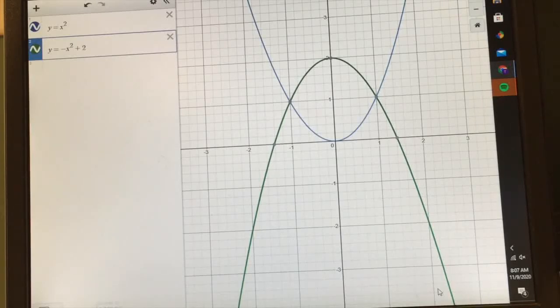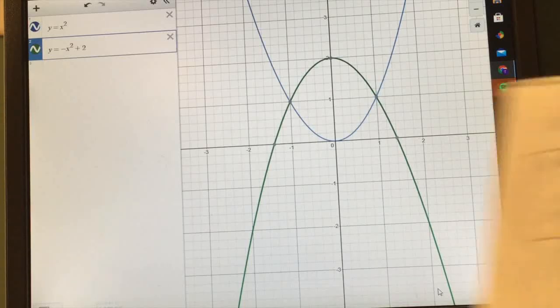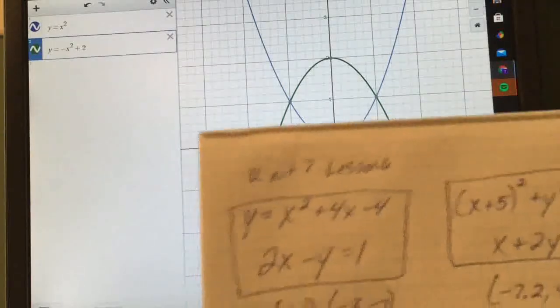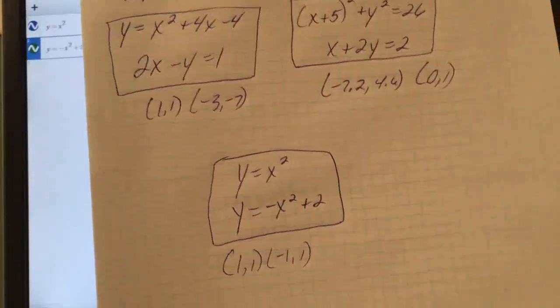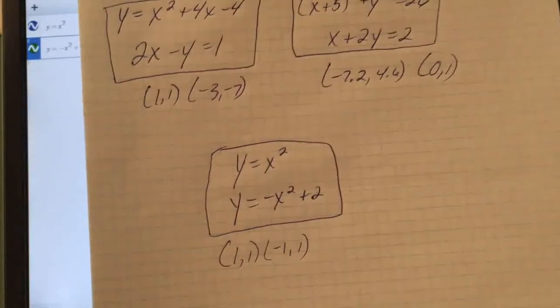I think most of them in the section in Delta Math that I gave you are going to have 2 intersections, because I think most of them are parabolas and linear equations. So you could probably expect 2 answers for most of them, but just understand you could have more than that. So there are the answers to those 3, in case you didn't write them down. There they are. Make sure you get those in your notes.